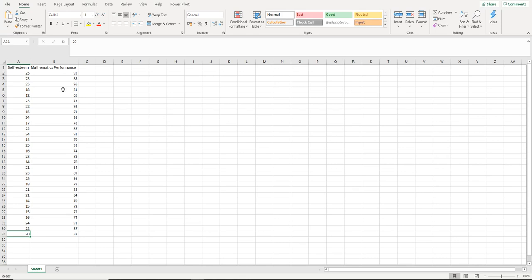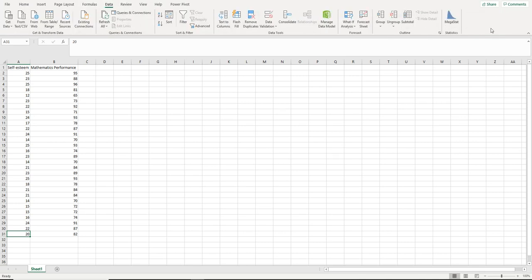In some programs, you can see here Add-ins. And then if you click the Add-ins, you can see the MegaStat. In my version, the MegaStat is under the Data tab. We have here the MegaStat. But if you click the MegaStat, you have the same environment. We have the same prompts that you can see. So let's analyze the problem or the investigation using the MegaStat.